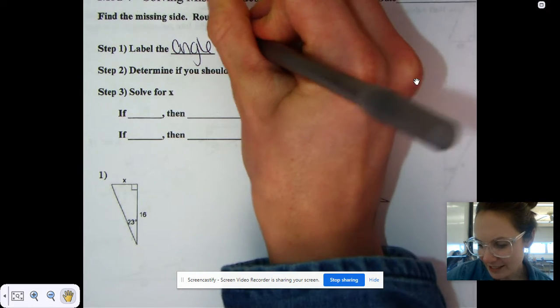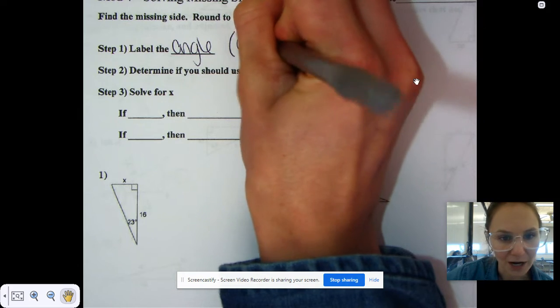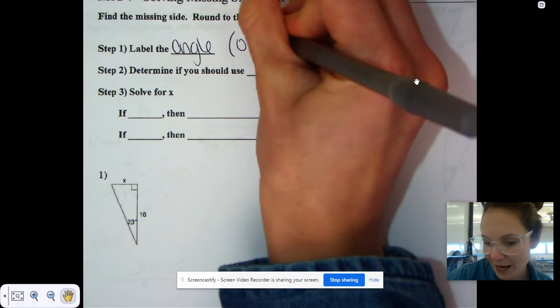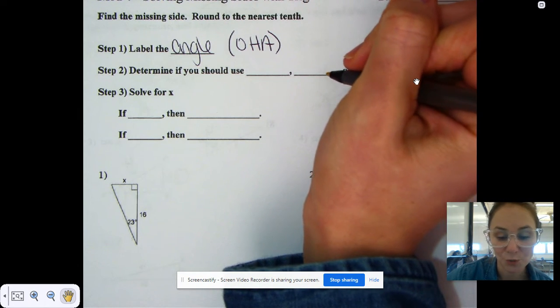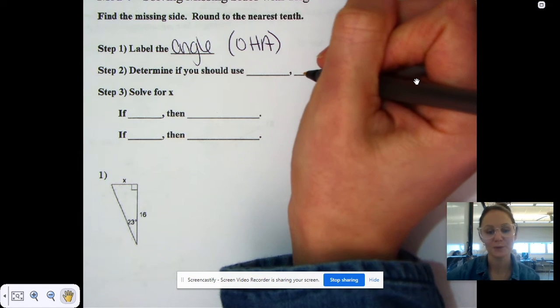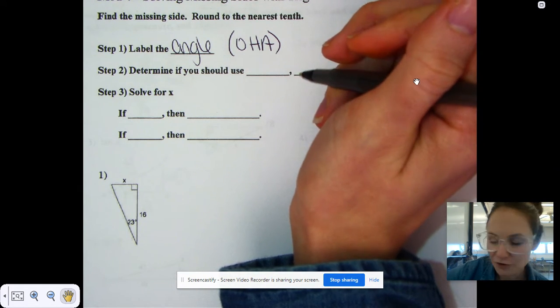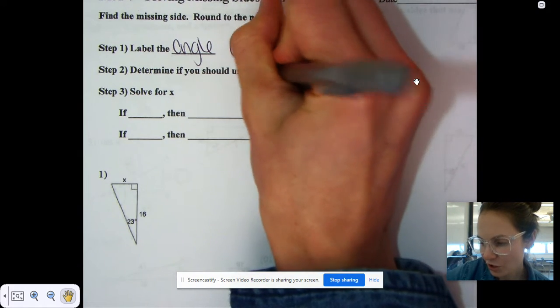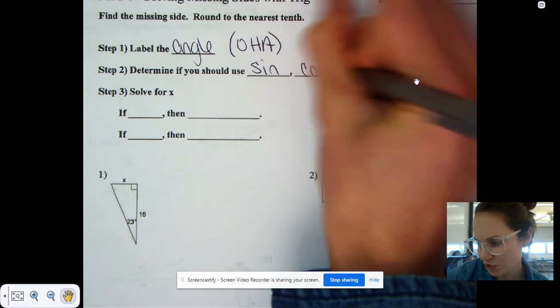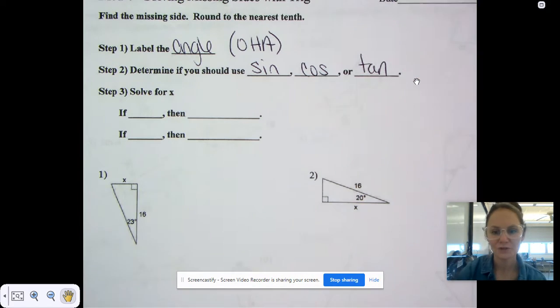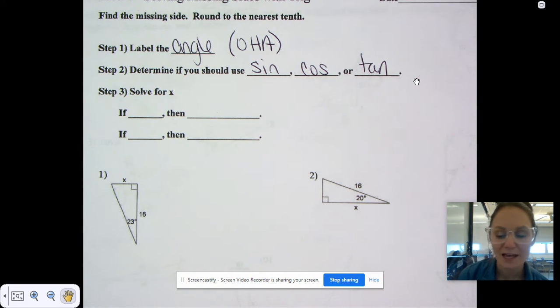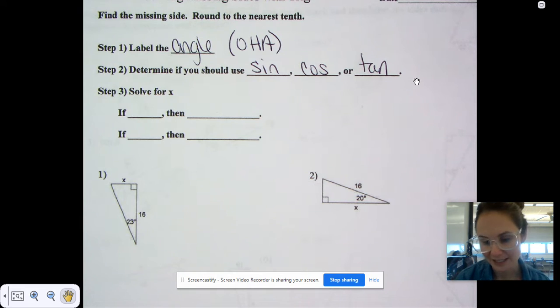We're also going to add to this. I want you to label your OHA, which is your opposite side, hypotenuse, and adjacent. We just worked on that in section 1, so you should be pretty familiar with it. Step 2 of this process is determining if you should use sine, cosine, or tangent. Those are our 3 functions. Then our step 3 is going to be solving for x. That's going to be the answer to your third side.